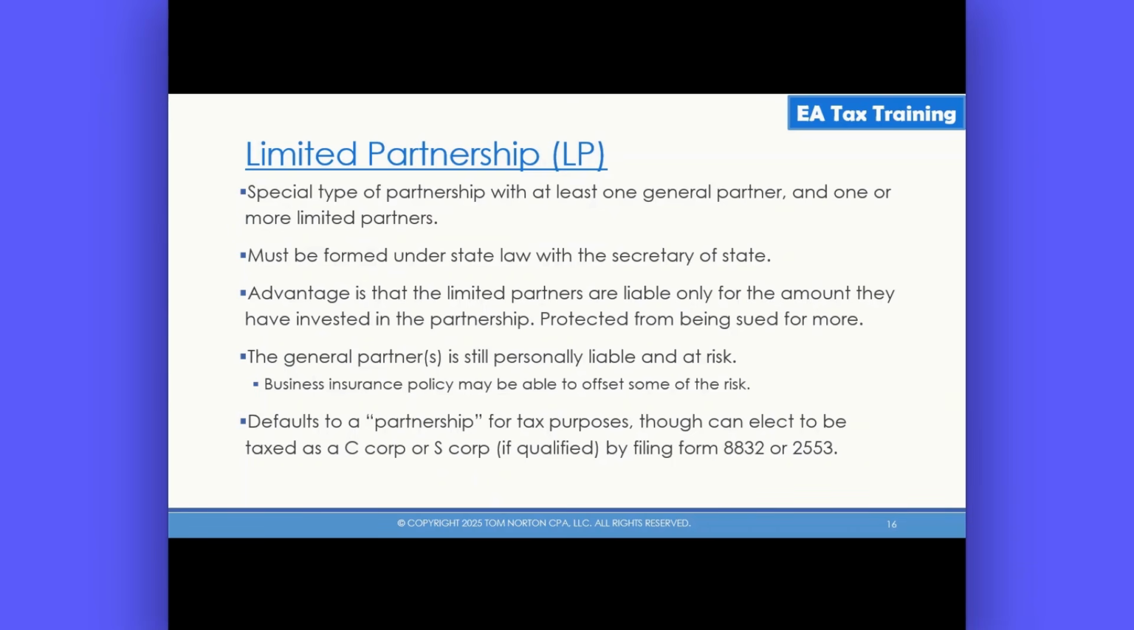However, the general partner is still personally liable and at risk, and there does have to be at least one general partner. This does just default to a partnership for tax purposes. So there is no limited partnership tax return. It is just going to be a partnership like any other partnership as far as the tax law is concerned, though the LP can elect to be taxed as either a C corporation or an S corporation if they are qualified, and we will talk more about that later in this video.